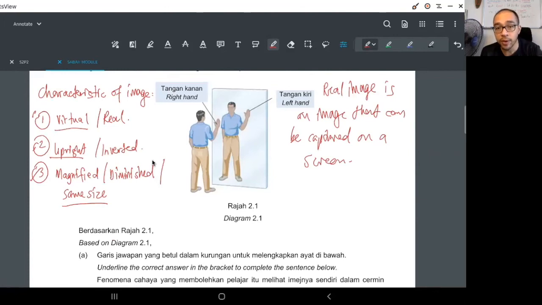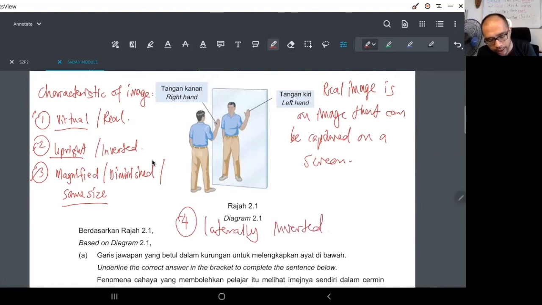But there is another characteristic about the plane mirror that we need to know. And this one is very special. Only the plane mirror has this characteristic, which is laterally inverted. In Bahasa Melayu it is songsang sisi. And those of you in SA, you will know what I'm talking about.